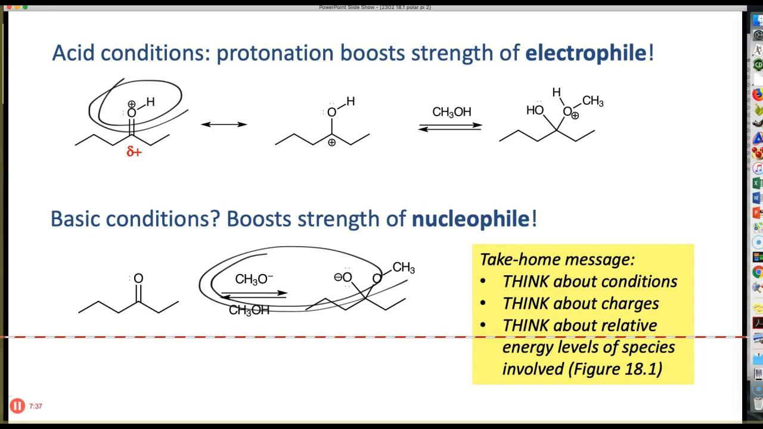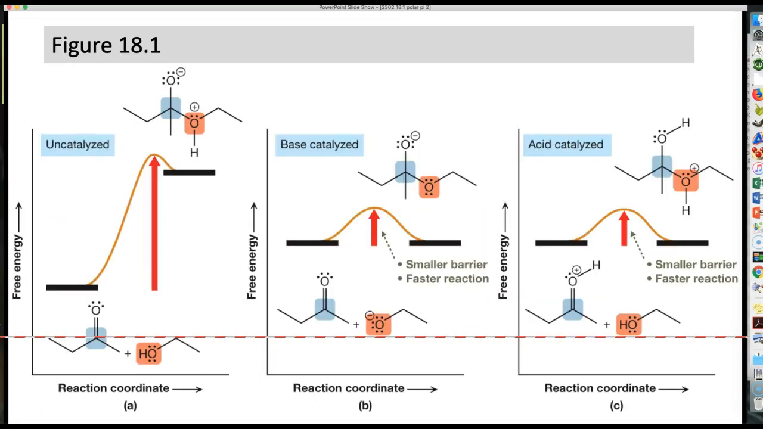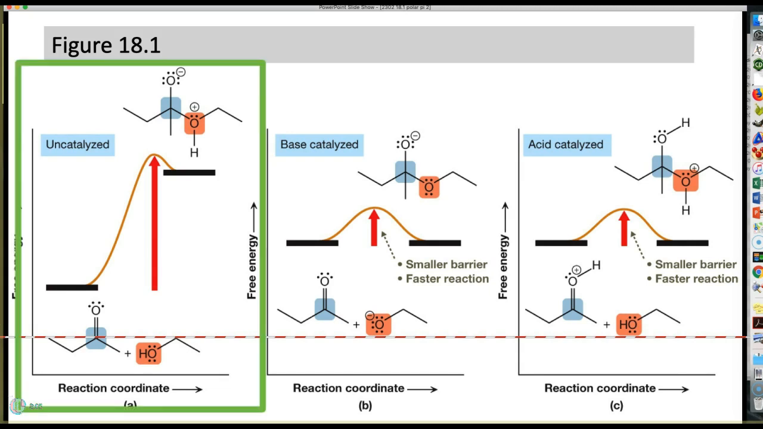All of this is summed up very nicely in figure 18.1, which clearly illustrates why we see the catalyzed reactions go more quickly. If you just focus in right here on the left-hand diagram, it should make perfect sense that this is a terribly endothermic step. It's definitely way uphill because look at this mess of an intermediate I have. I'm going from two neutral starting materials to a highly charged and oppositely charged intermediate.